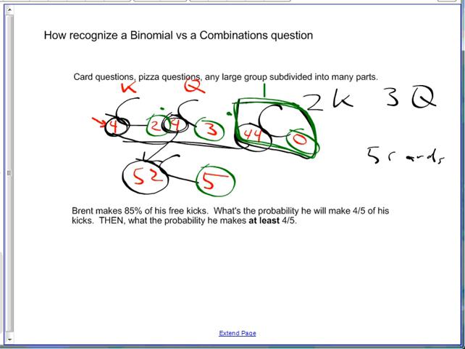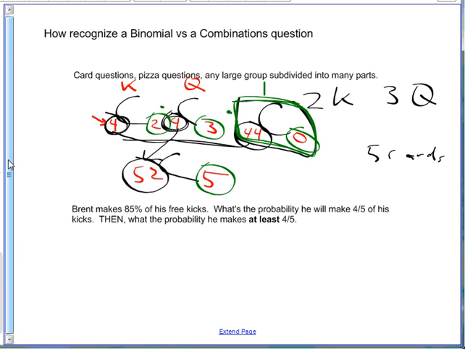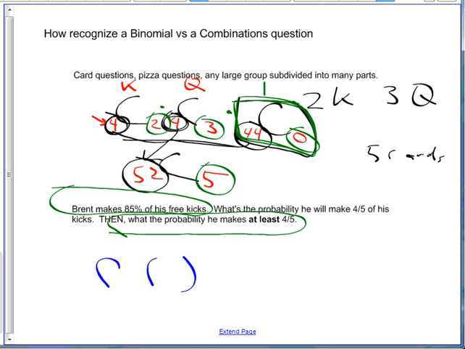And the binomial ones are things like this. Brent makes 85% of his free kicks, so this is soccer. What's the probability he'll make 4 out of 5 then? And then there's a separate question: what's the probability he makes at least 4 out of 5? Well, in case you forgot how these work, you got a C in the front and 2 sets of parentheses. Now, if he's an 85% guy, then he's a 15% misser. This is make, this is miss.